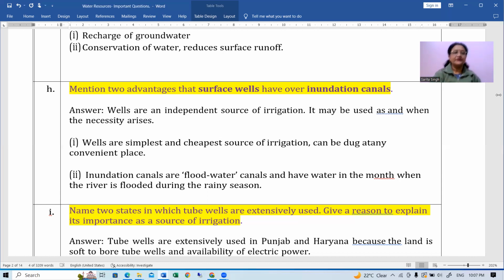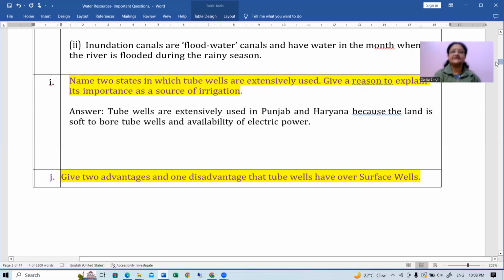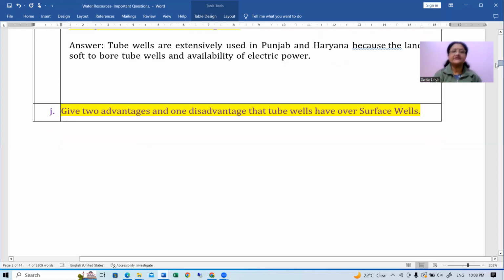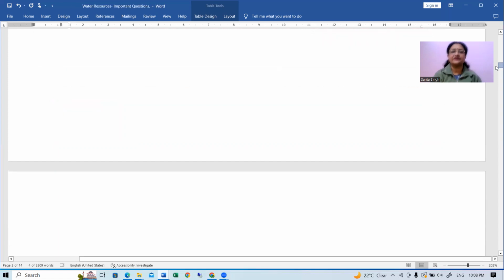Now come to the next question. Name two states in which tube wells are extensively used. Give a reason to explain its importance as a source of irrigation. Tube wells are extensively used especially in Punjab, Haryana, Western UP and so on, right? Because the land is soft, it can easily be established. And moreover, constant availability of electric power is there, which is again one requirement for the tube wells.